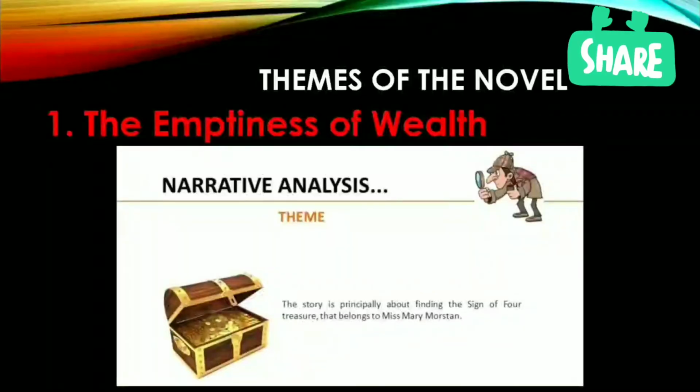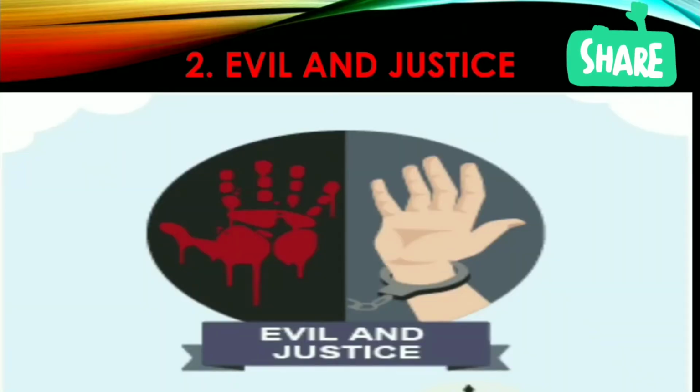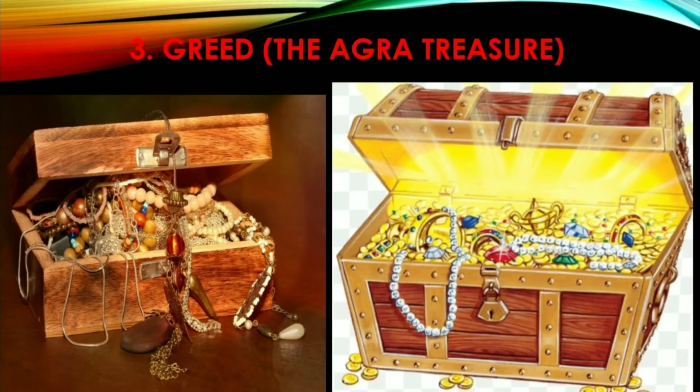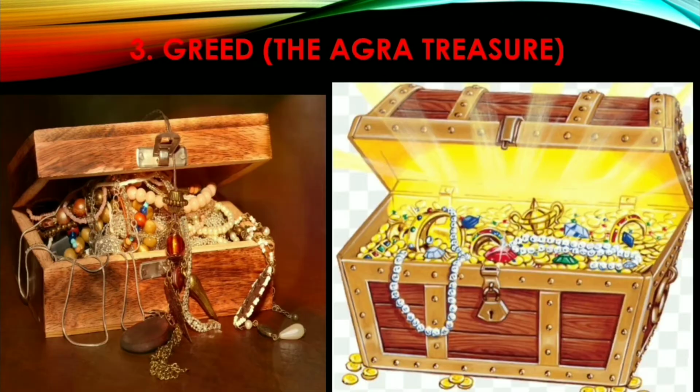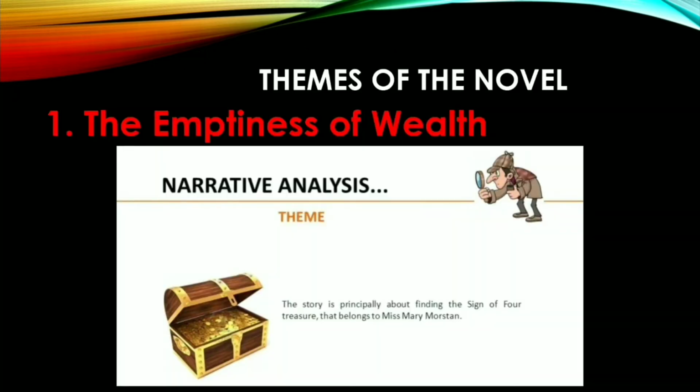Now let's see the themes of the novel The Sign of Four. There are 4 major themes in this novel. First is the emptiness of wealth. Second is evil and justice. Third is greed, the Agra treasure. And fourth is betrayal. So let's discuss the first theme, the emptiness of wealth.